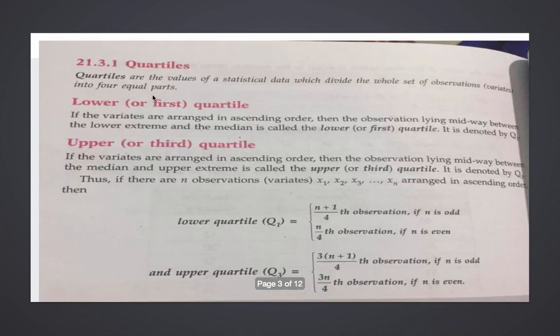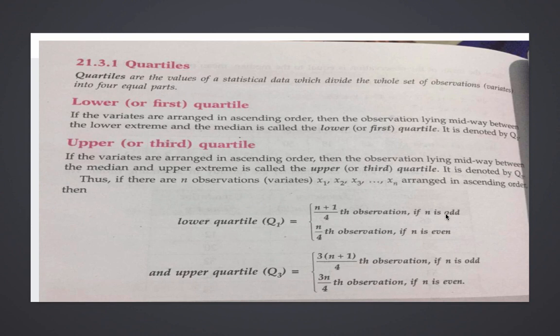Now when am I talking about this? If we arrange the data or the variates or the observations in ascending, increasing order, then the observation lying midway between the lower extreme and the median is called the lower or first quartile. Clear, students? So Q1 is the symbol with which I denote it.